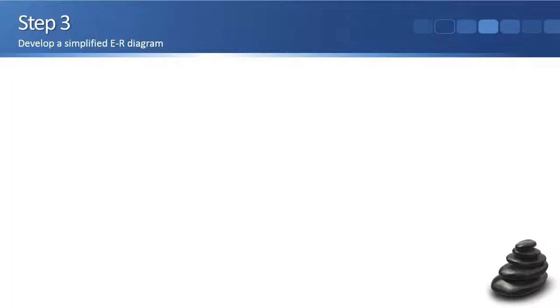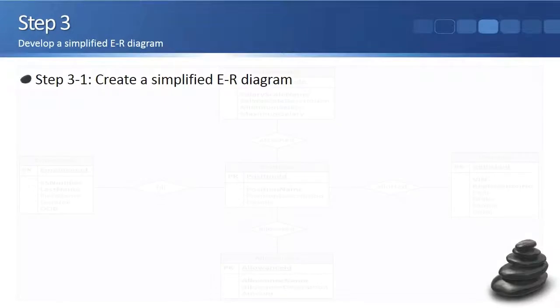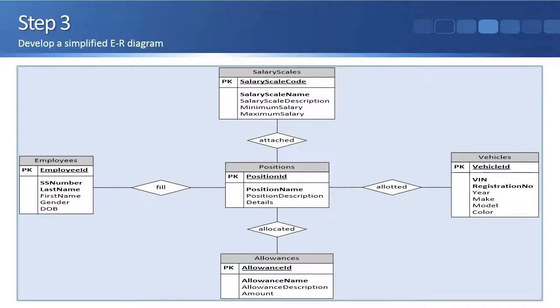Step 3. Develop a simplified ER diagram. This step has only one sub-step, Step 3.1, create simplified ER diagram. At the end of this step, a simplified ER diagram is created using the entities discovered in Step 1 and the relationships derived in Step 2. This simplified ER diagram does not contain information about optionality nor cardinality.